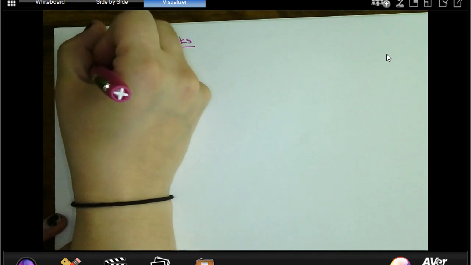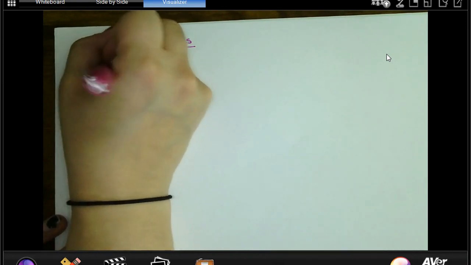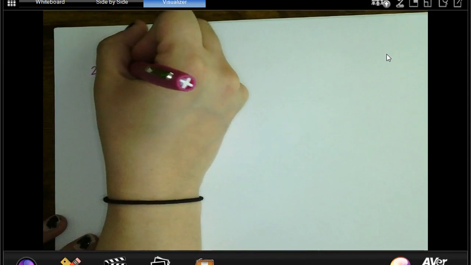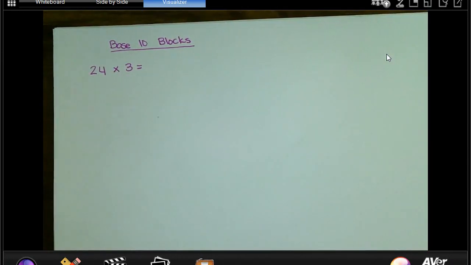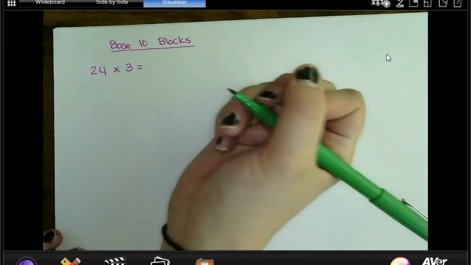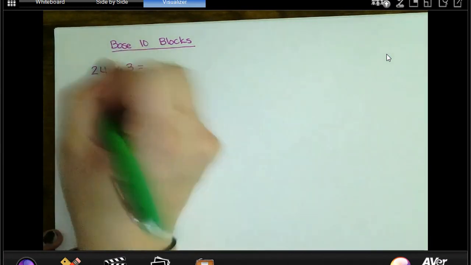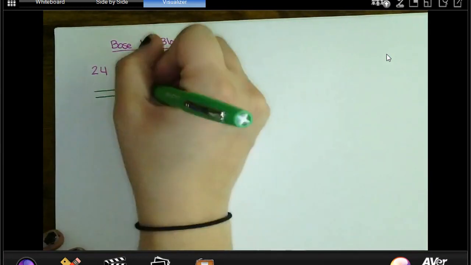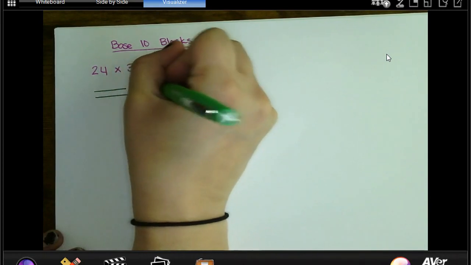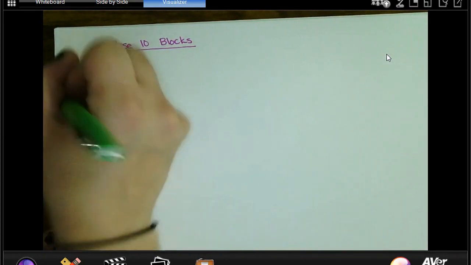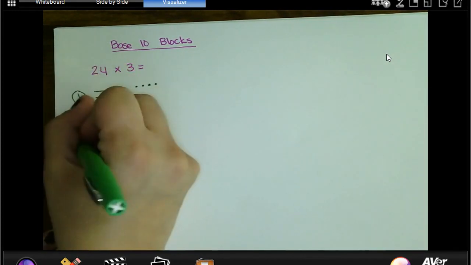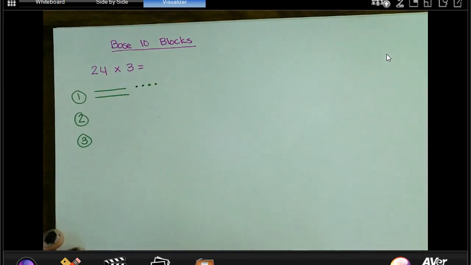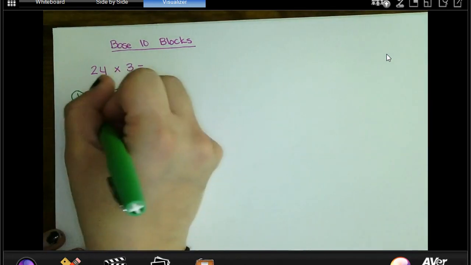So I'll start with a 2. Like we'll say we're doing the problem 24 times 3. The students would then know they have to draw the number 24 using their base 10 blocks. So we draw that as 10, 20, 1, 2, 3, 4. So that's what the number 24 would look like, but that's only one group of 24, and we know we need 3. So we're going to repeat that same 24 until we have 3 groups.